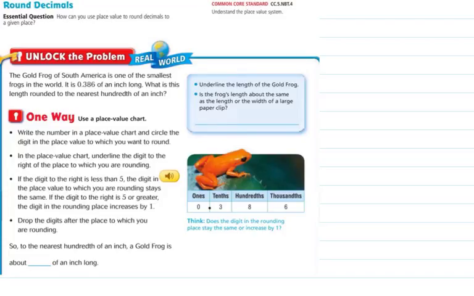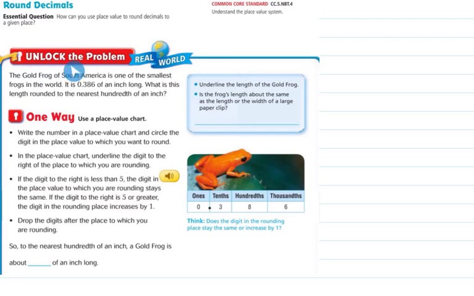Students, today we are doing lesson 3.4. We're going to round decimals. So our essential question that we have to answer at the end of this lesson is how we can use place value to round decimals to a given place. And what we mean by a given place is a given place in the place value chart.